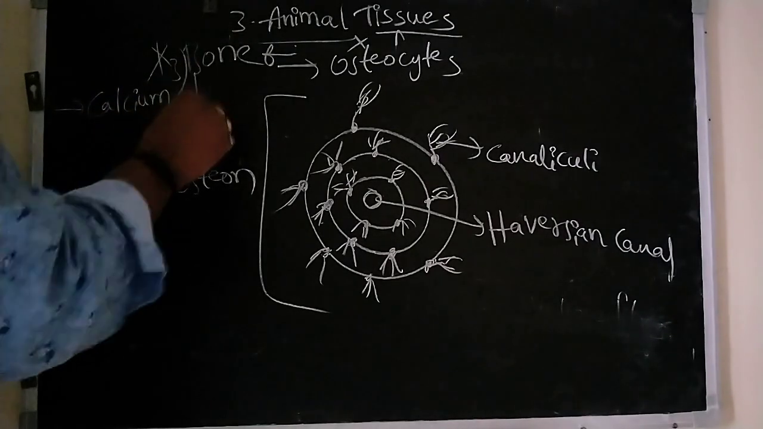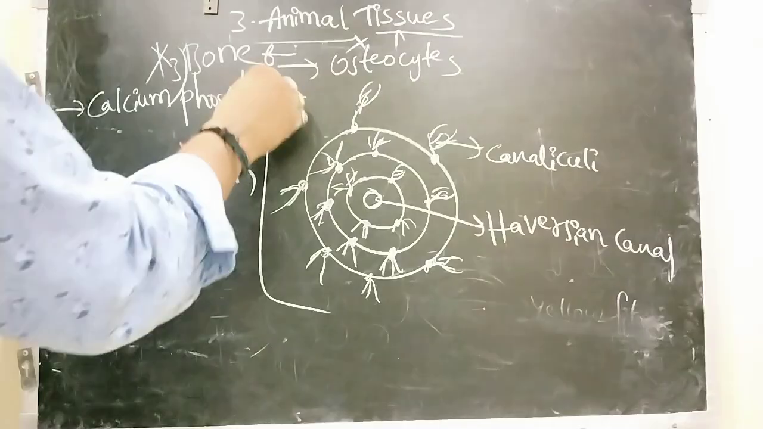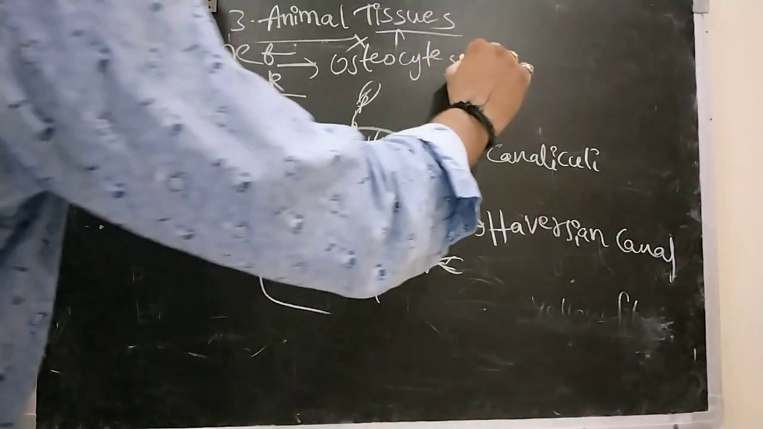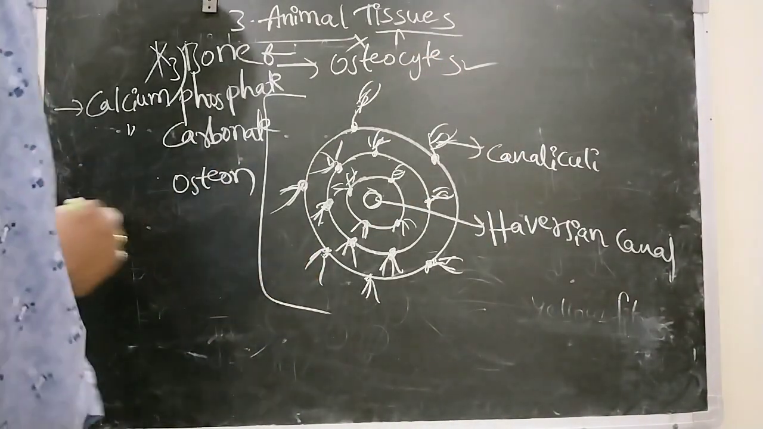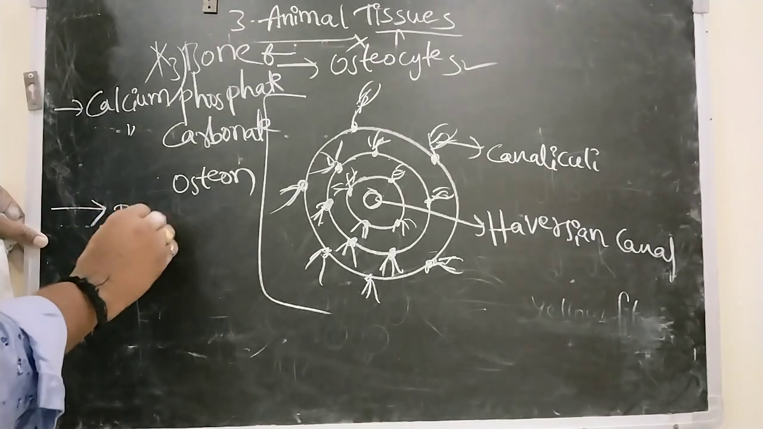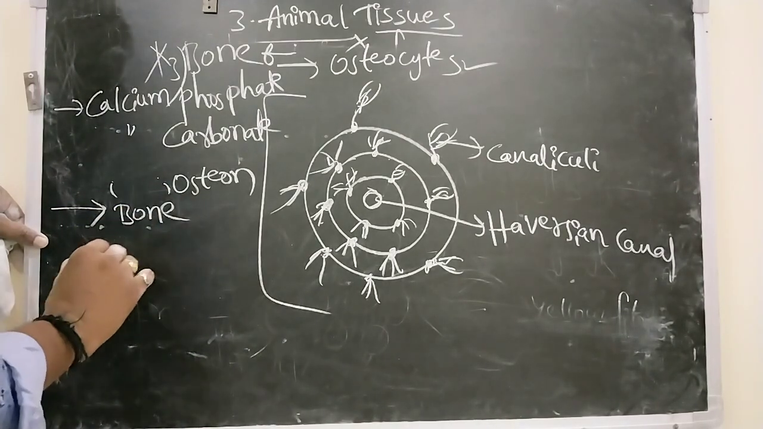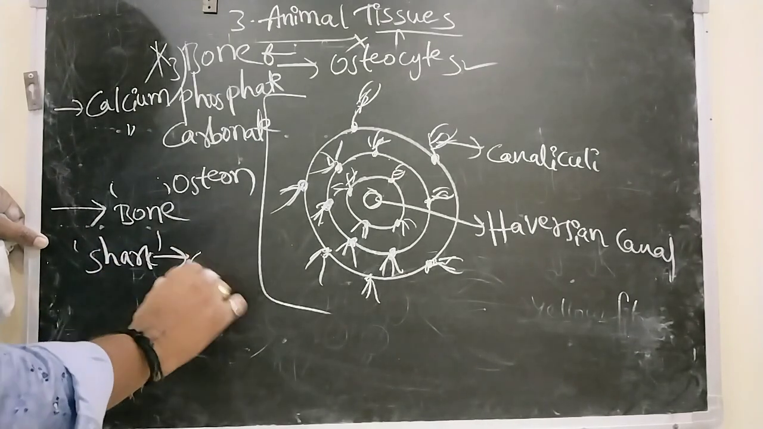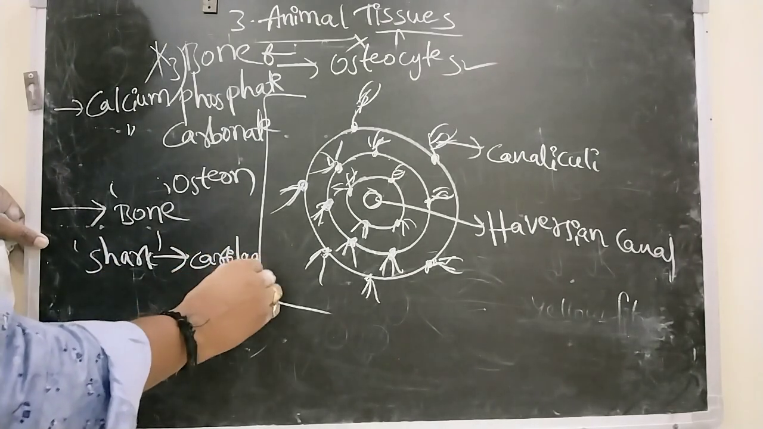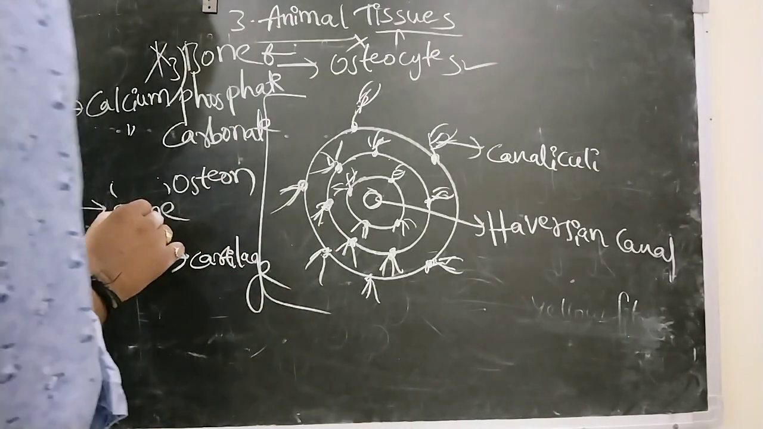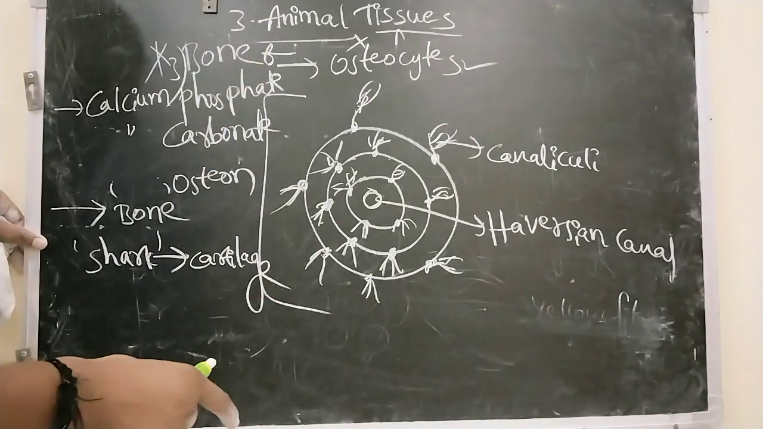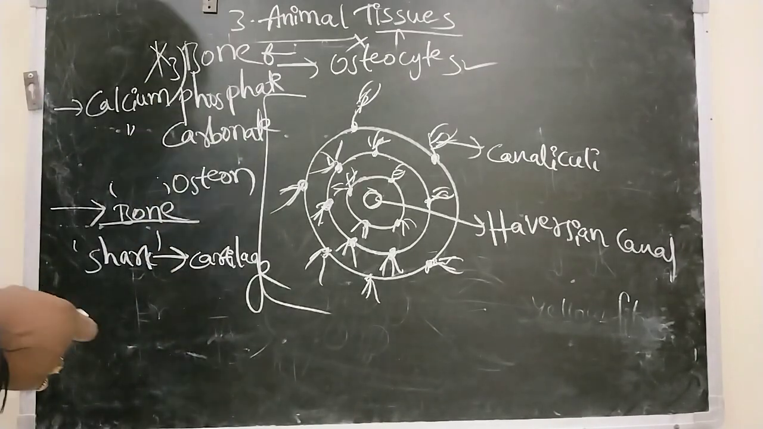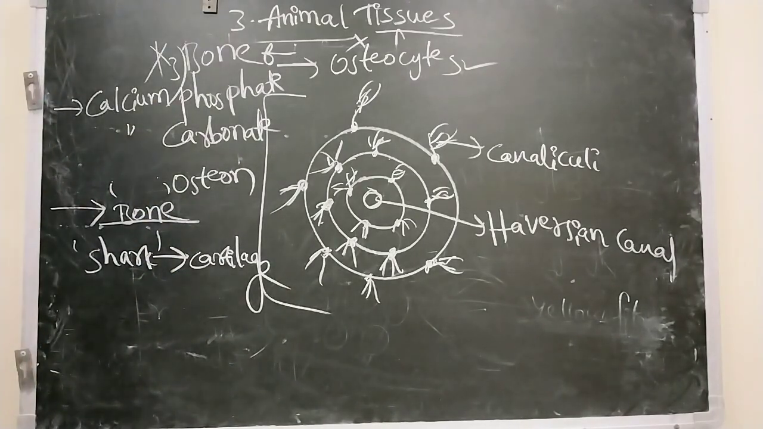Bone is made up of calcium phosphate and calcium carbonate, and the bone cells are called osteocytes. All the vertebrates' body is made up of bone except shark. Why? Because shark is made up of cartilage, another type of connective tissue. This bone forms a framework and support to our body. Okay, this is about the bone tissue.